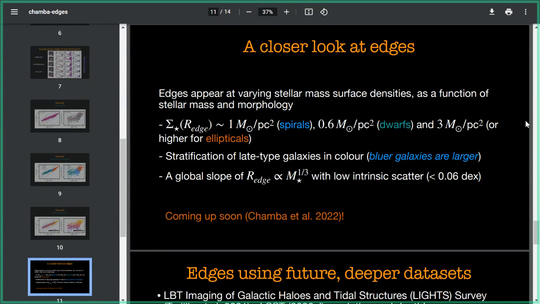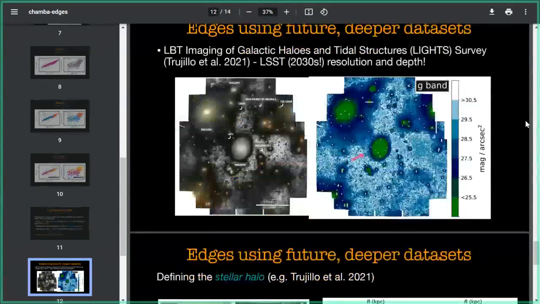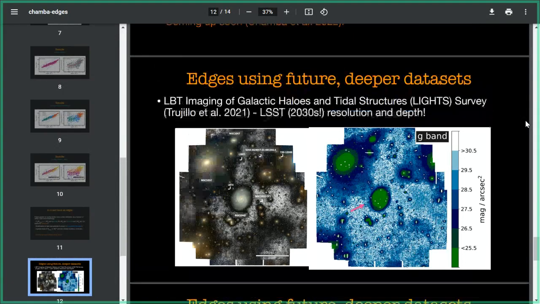Next slide, please. Just because I know that this is going to be a discussion, I want to tell you a little bit about one of the best data we have to also test these ideas. This is from the LIGHT survey. It is LSST-like in terms of resolution and depth. And so this idea has also been tested using this data. This is a visualization of the depth of this data. You can have a look at this paper. Next slide, please.